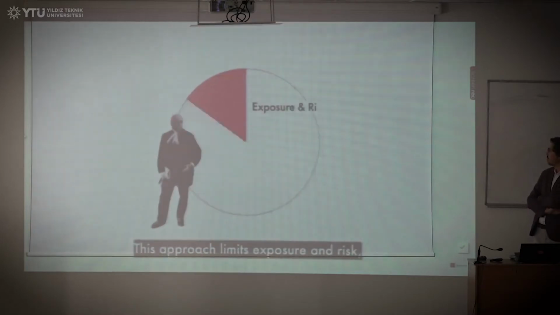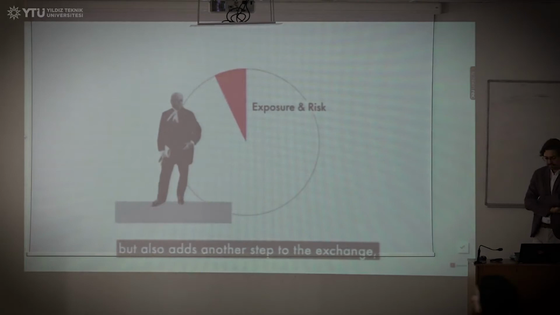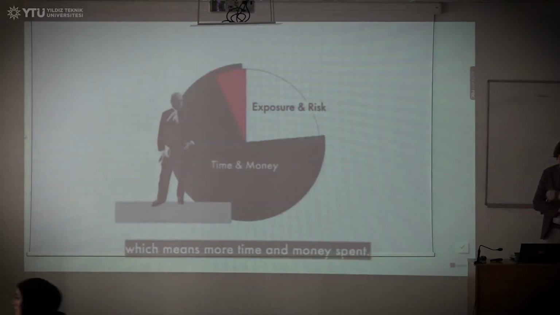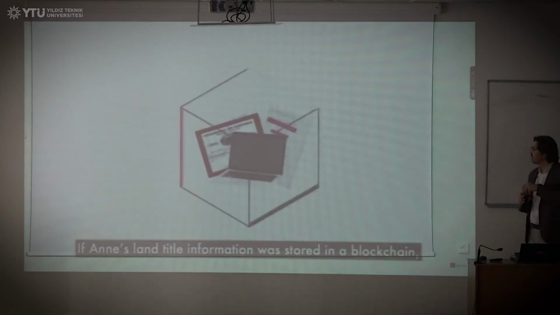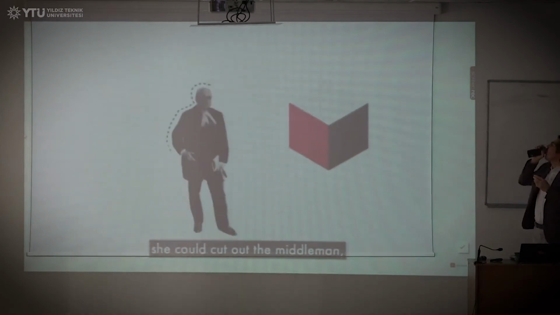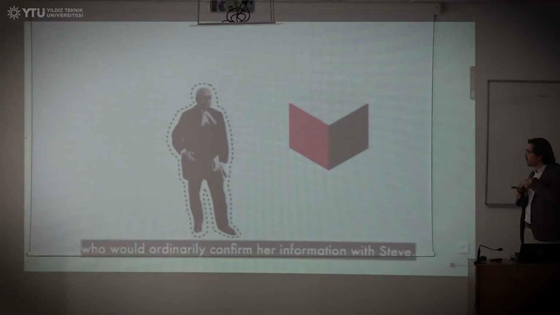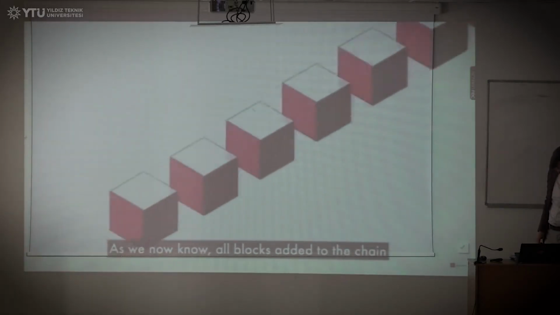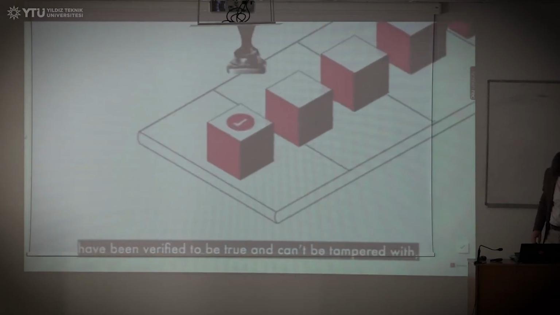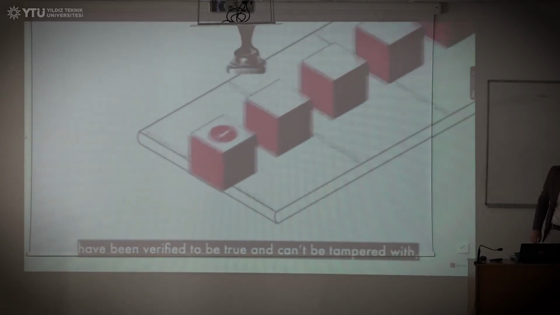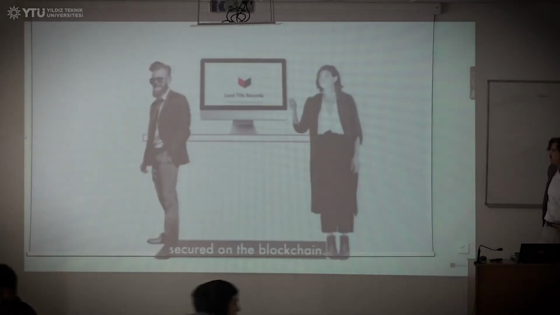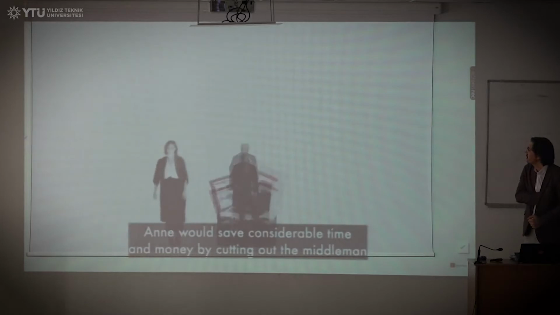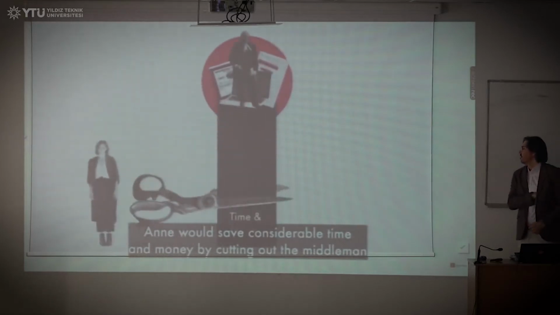This approach limits exposure and risk, but also adds another step to the exchange, which means more time and money spent. If Anne's land title information was stored in a blockchain, she could cut out the middleman, her lawyer, who would ordinarily confirm her information with Steve. As we now know, all blocks added to the chain have been verified to be true and can't be tampered with, so Anne can simply show Steve her land title information secured on the blockchain. Anne would save considerable time and money by cutting out the middleman.